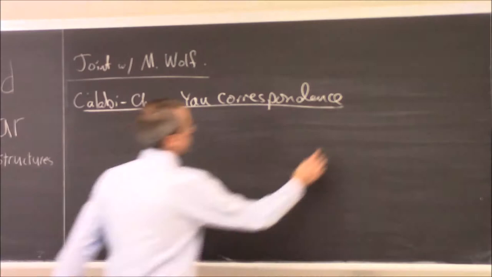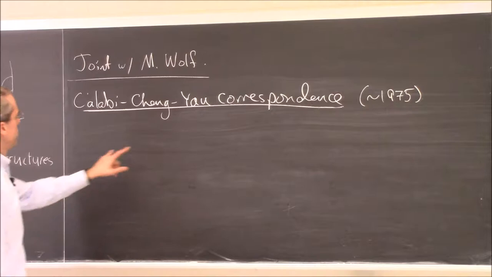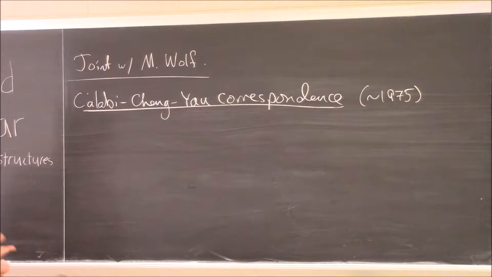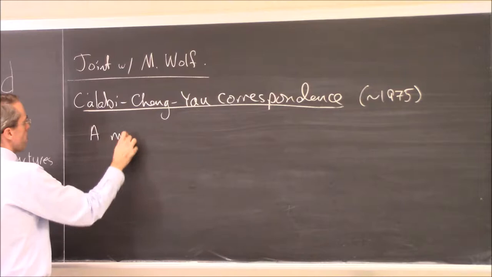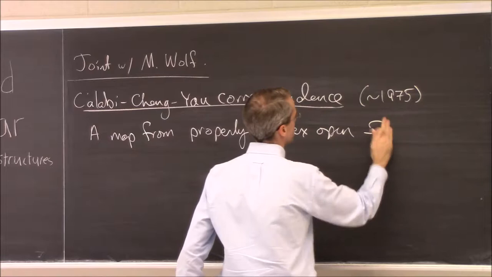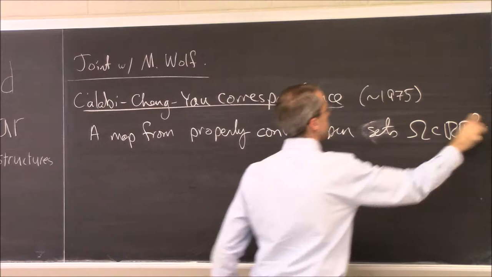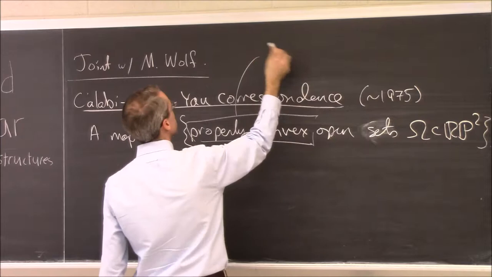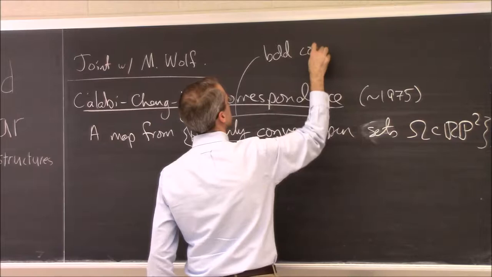So what is this Calabi-Chang-Yao correspondence? It dates from about 1975 in a series of papers by Chang and Yao that established a conjecture of Calabi. It works in any dimension and is a differential geometric statement. I'm going to specialize it to dimension 2. It's a map from properly convex open sets omega inside of RP2. Properly convex means it is a bounded convex set in some affine chart R2 inside of RP2.